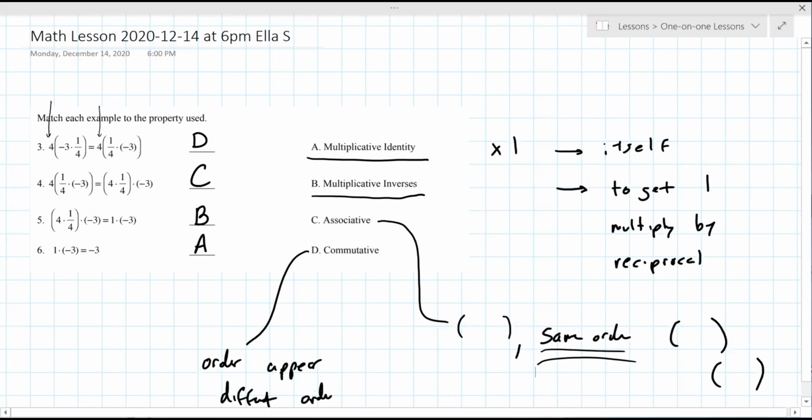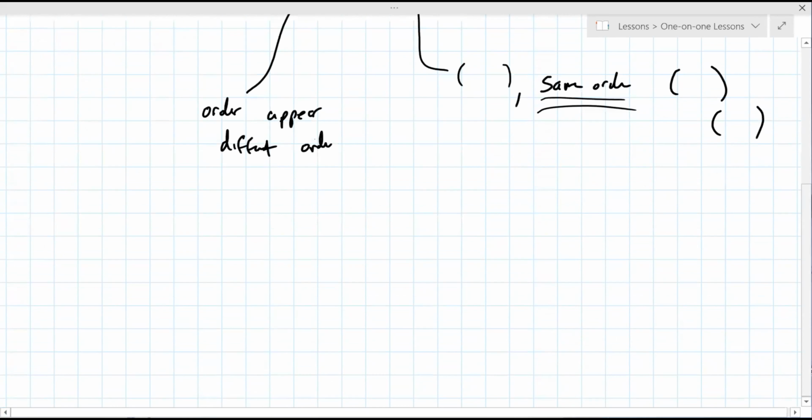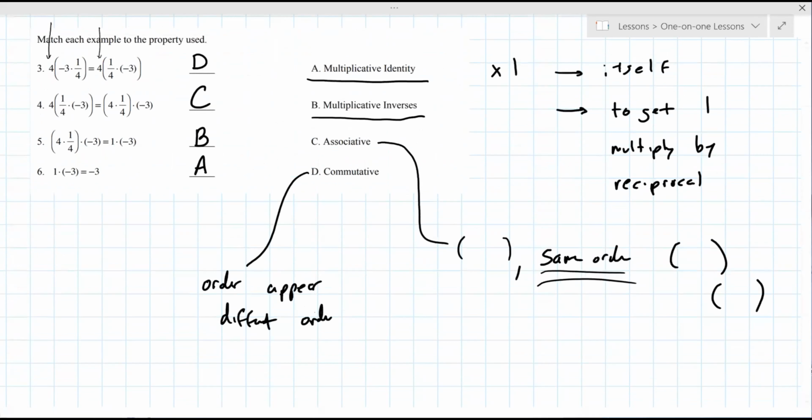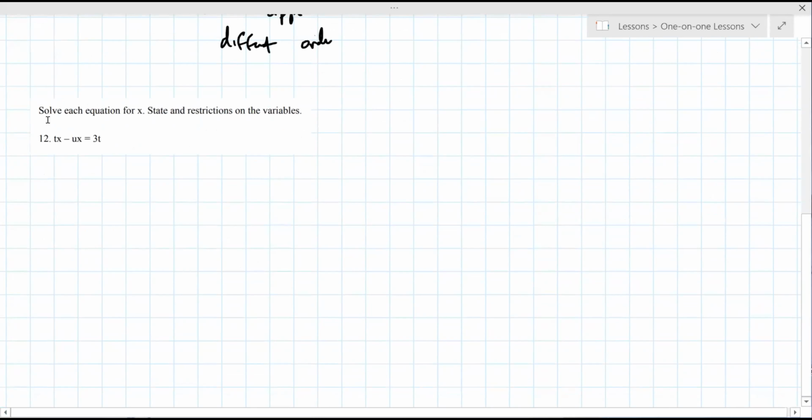So if you got that down, let's go to the next one. Can we go over 12? Pulling 12 up here, it says solve each equation for x, state any restrictions on the variables.